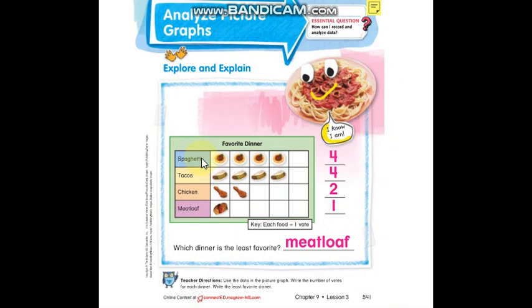Spaghetti. Four people voted for spaghetti. And four people voted for tacos. And two people voted for chicken. And finally, one person voted for meatloaf. So here, which dinner is the least favorite? It's the meatloaf. Well done, everyone.